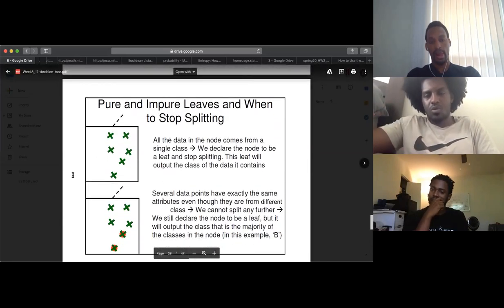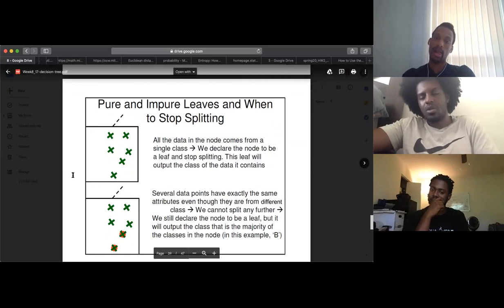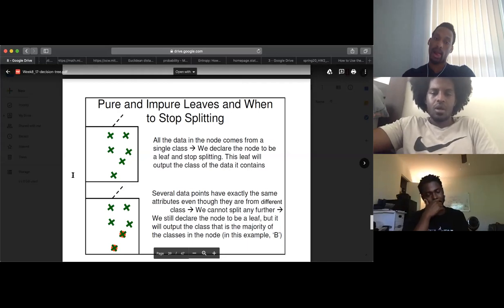So, pure and impure leaves and when to stop splitting. You stop splitting when all of the data in the node comes from a single class. That makes it obvious. We would declare that node a leaf and stop splitting at that point, and that leaf should just output the class of the data that it contains. However, with impure classes, if several data points have exactly the same attributes even though they're from different classes, you wouldn't be able to split any further.